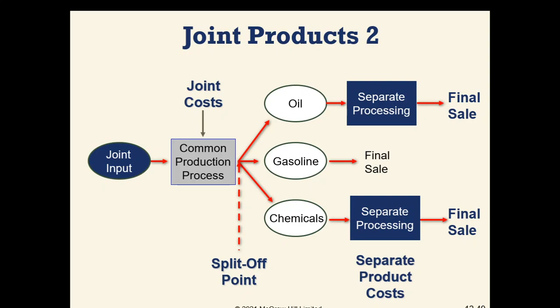So the oil gets separate processing before final sale. Gasoline goes straight to final sale. There's nothing else that needs to be done with it. And the chemicals require separate processing before final sale. So those separate processing costs are separate product costs depending on the product that we're looking at.